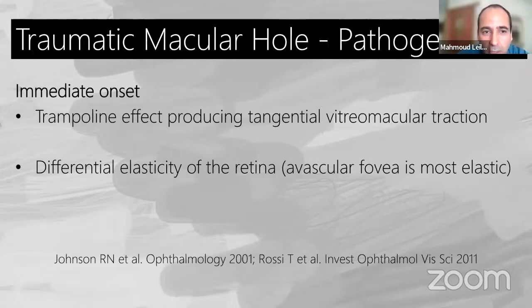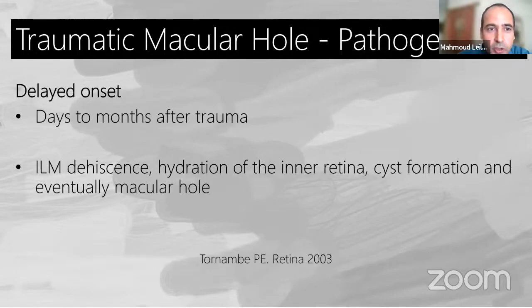The accepted theory is the trampoline effect, in which there is sudden shortening of the anteroposterior axial length of the globe upon impact, with equatorial expansion and flattening of the posterior segment, followed immediately by recoil back to the baseline. This produces a tangential traction over the macular area with a less mobile vitreous, causing it to snap at its weakest point, which is the fovea. Another theory is that the different parts of the retina have differential elastic properties, where the fovea being the most elastic, hence most prone to deformation and rupture upon extreme stretch.